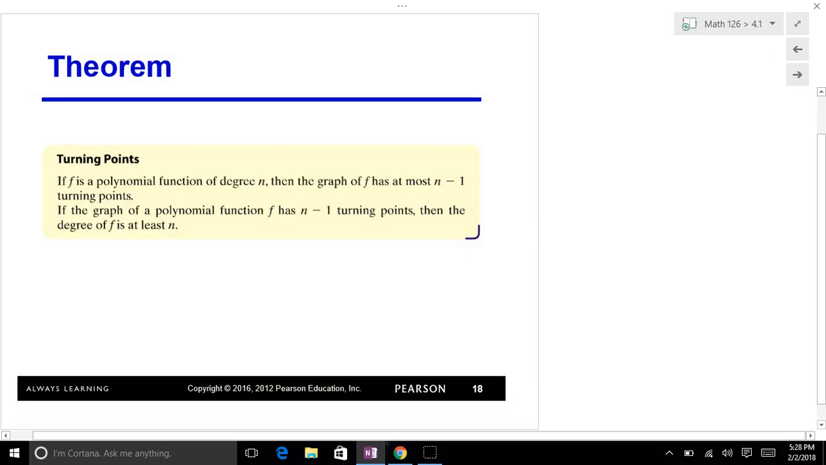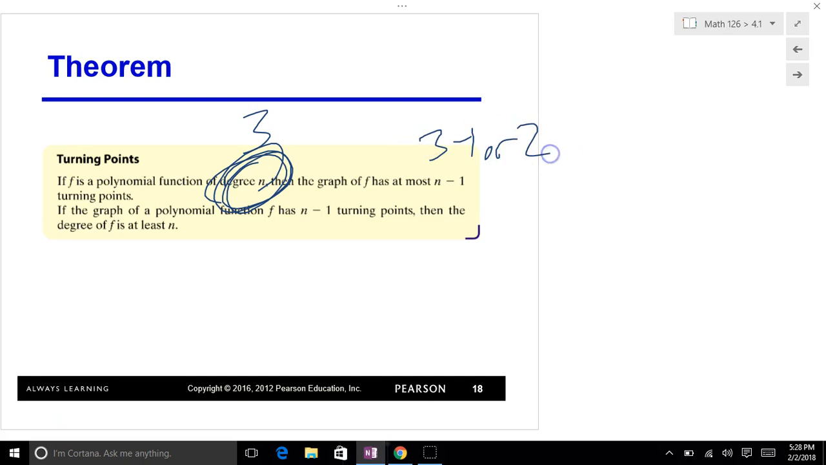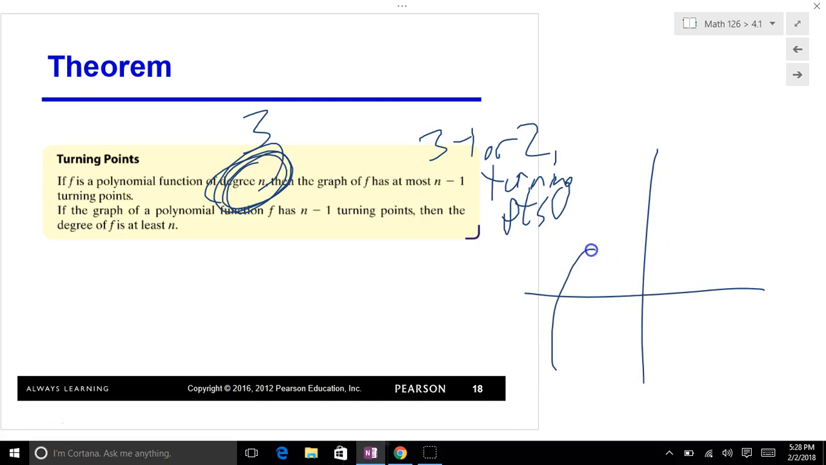Now, this is an important point with these polynomial functions. Whatever your degree n is, you're going to have at most n minus 1 turning points. So for instance, a third degree polynomial will have at most 3 minus 1, or 2, turning points. Maybe this is some third degree polynomial, and you notice you're turning once, twice, just twice. It's going to have at most 2 turning points. If it's a fourth degree, at most you're going to have 3 turning points, okay?